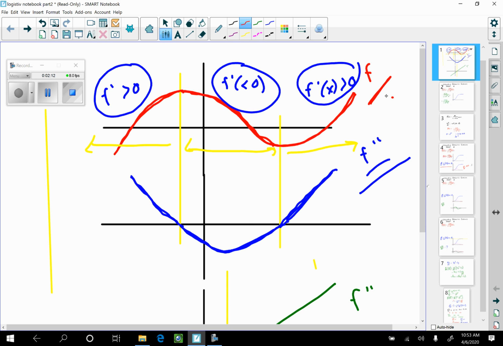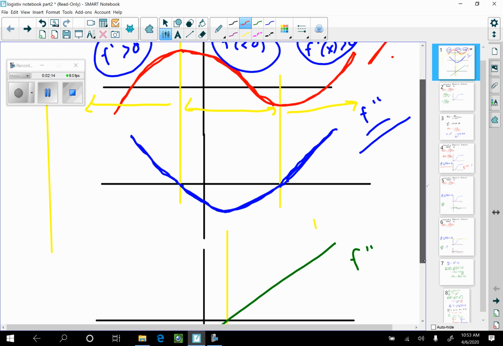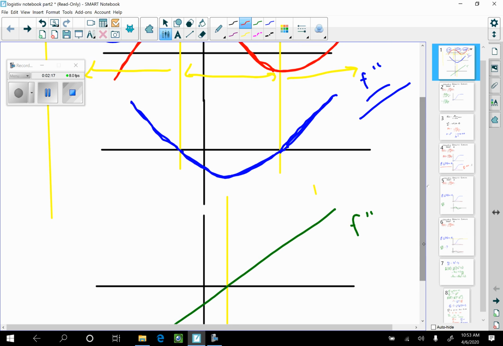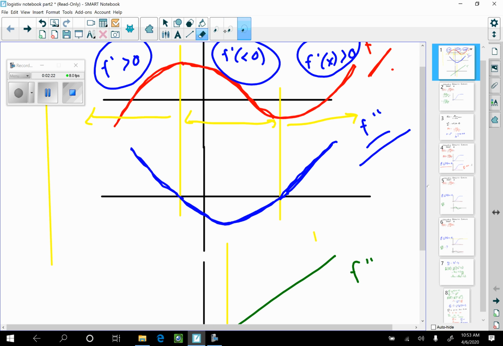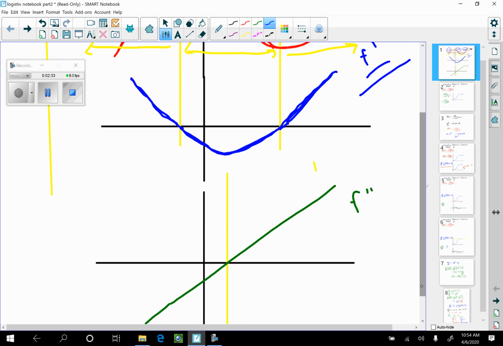The last thing I want to do is look at the second derivative, which is the derivative of the first. This guy right here is the first derivative. So I'm going to look at the derivative of the derivative, i.e. the second derivative, and hey, what is this graph doing? It's decreasing to that point, okay? And then it's increasing right here.